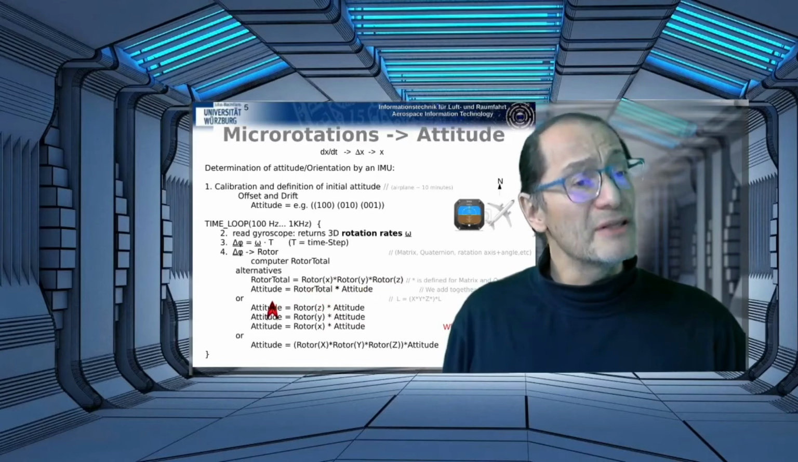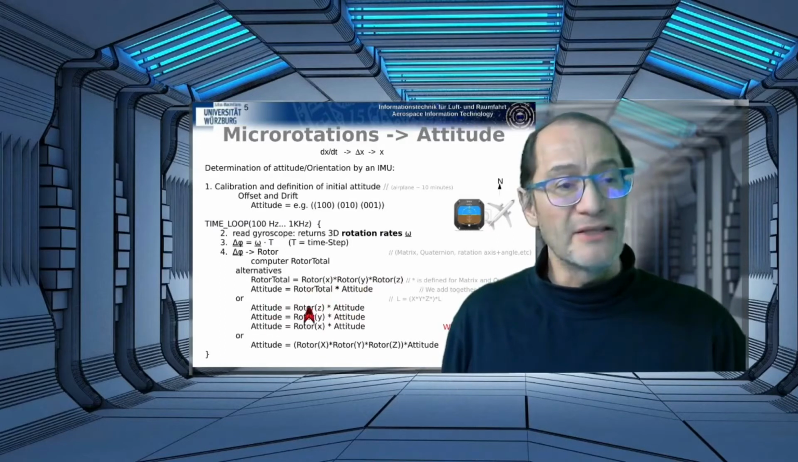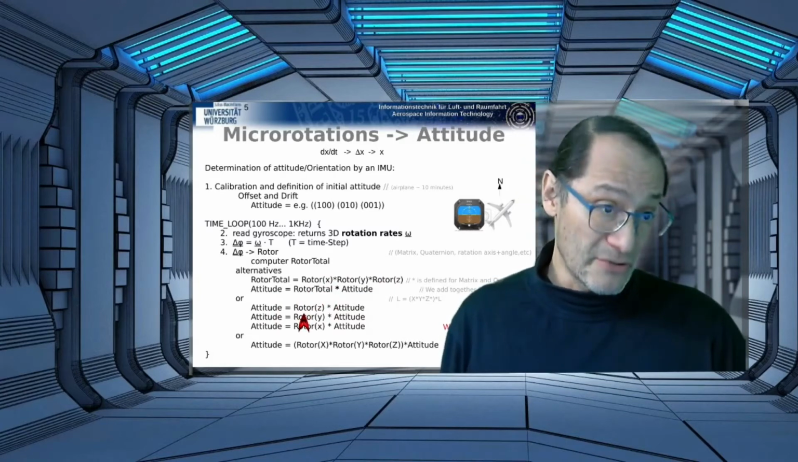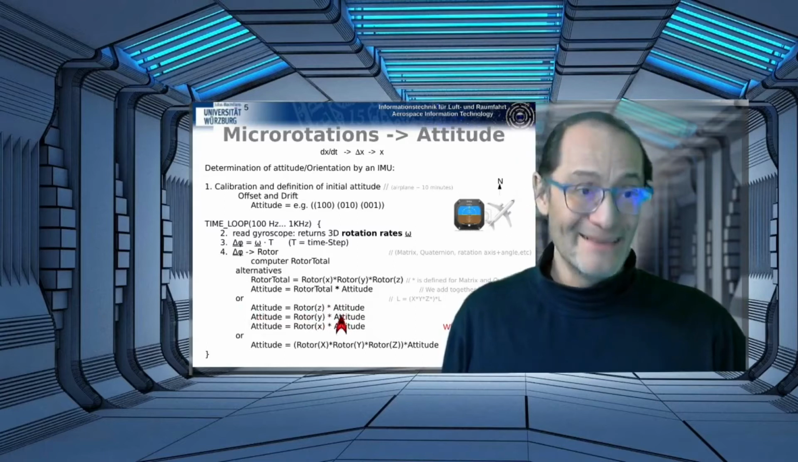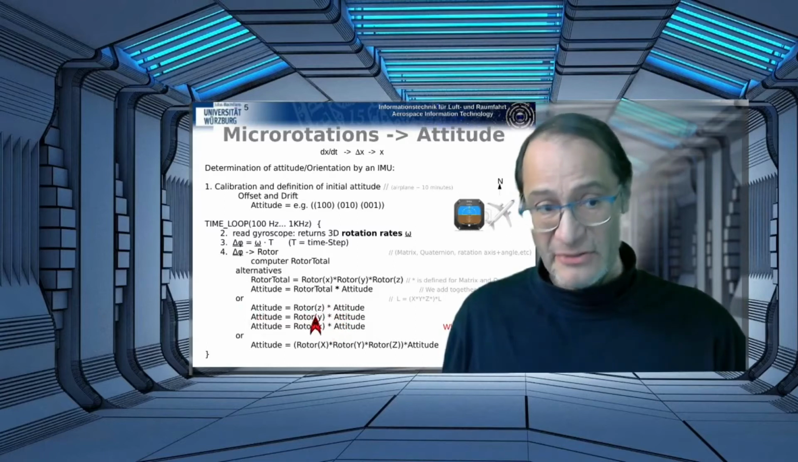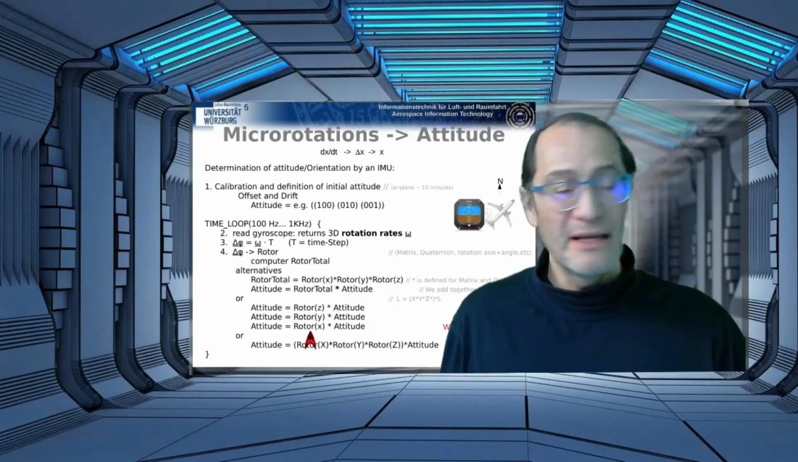Or we can do it step by step. The new attitude will be the old attitude multiplied by the rotor in z. Then the new computed multiplied by the rotor in y, and again the new computed multiplied by the rotor in x.